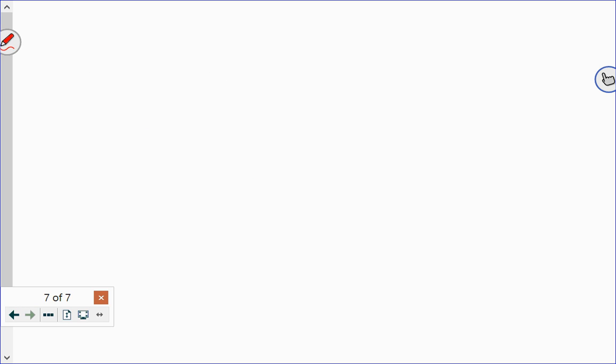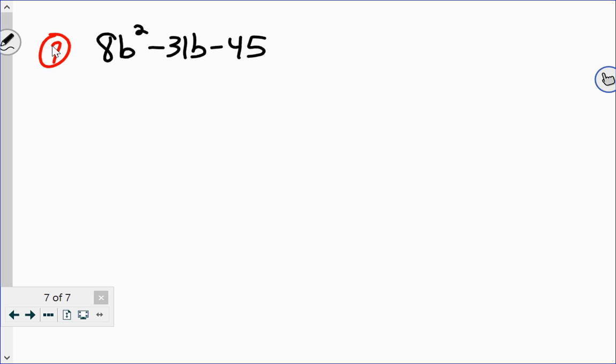Okay, so we have 8b squared minus 31b minus 45. The first thing we need to do is look, do we have a greatest common factor? Well, unfortunately, 31's prime, so I'm stuck here. I have no greatest common factor. So I am going to have to go for this bigger product. So 45 times 8, I'm just going to go over here to the side and do that product. So I'm going to get 360, and it's negative.